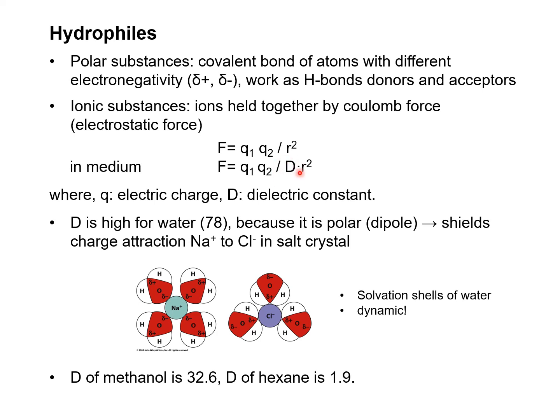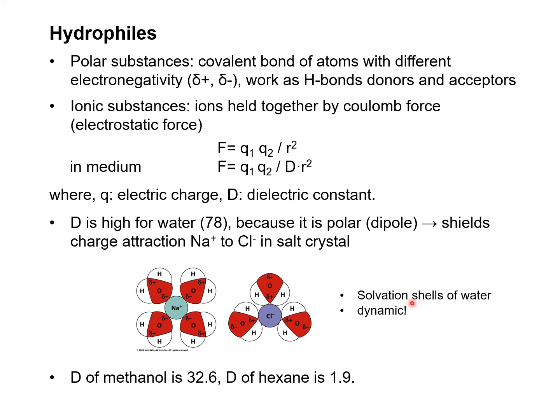And this D is important because when the dielectric constant is high, that means there's a weak Coulomb force set up between two molecules, especially ionic substances. So they're going to be easily dissolved in the media there. So D, the dielectric constant for water, is pretty high at 78 because, of course, water is polar and the water molecule is a dipole. So it actually shields the charge attraction between the sodium ion and the chloride ion in a salt crystal. Again, it makes the Coulomb force between these two ions pretty weak, and they can easily dissolve into the water molecules.